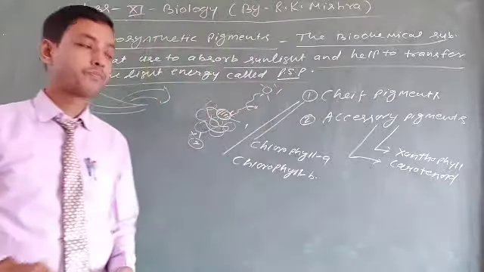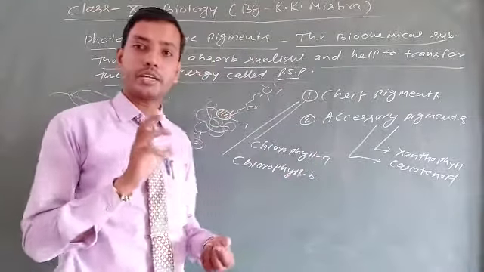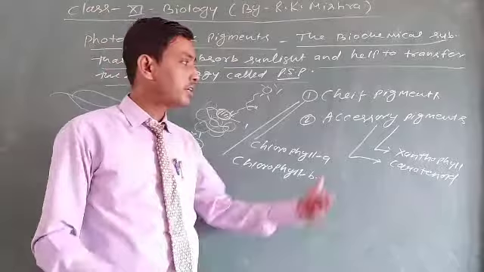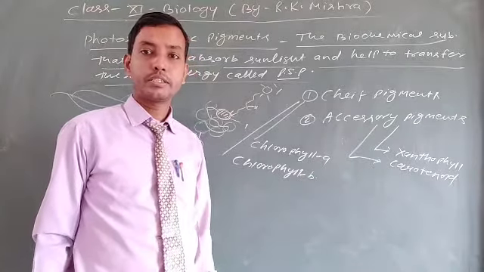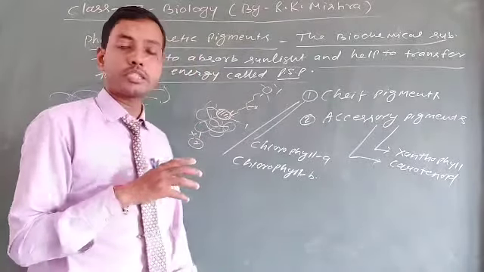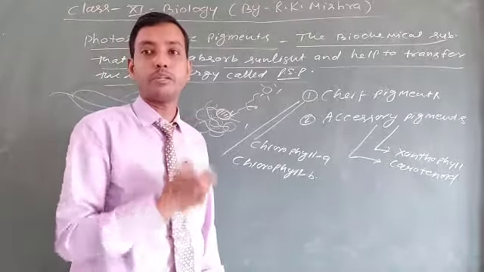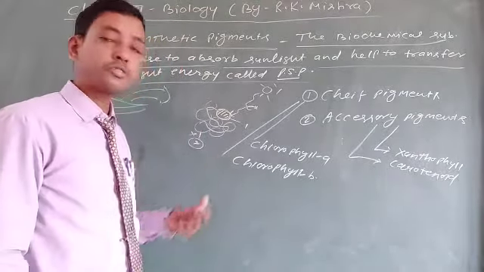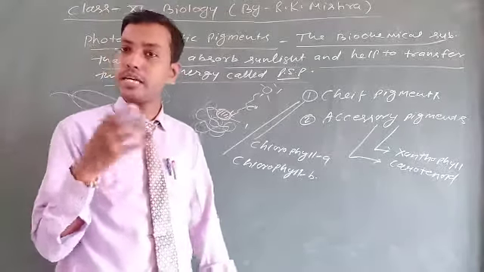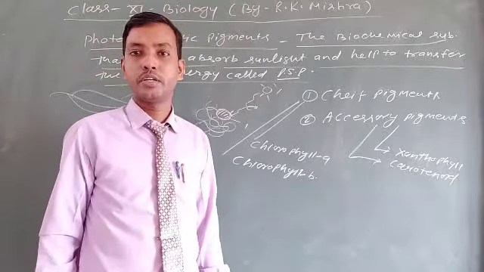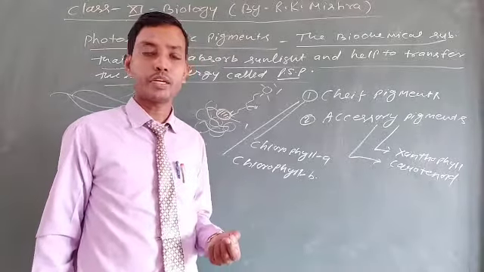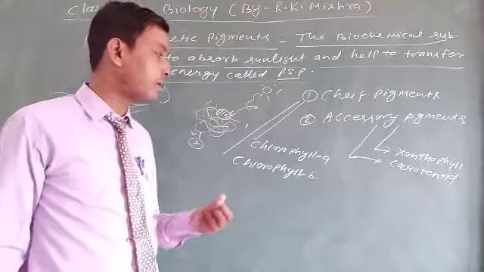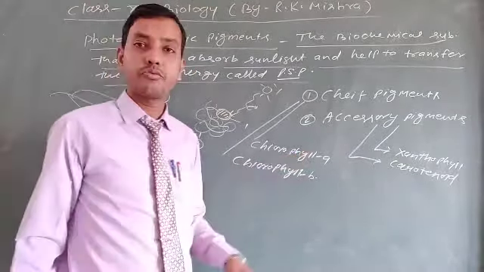Accessory means helping. Accessory pigments are basically the helping photosynthetic pigments, and chief photosynthetic pigments directly get involved in the process of photosynthesis and absorption of light. Where is it found? It is found in the thylakoid membrane, as I have told you in the previous video lecture. So you must write this in your copy. Now back to all the detail about chlorophyll A, B, xanthophyll and carotenoids.